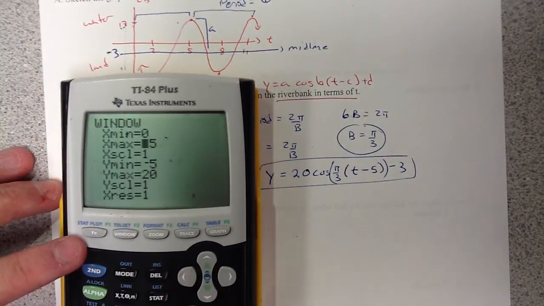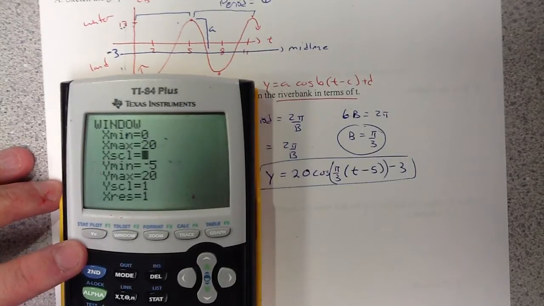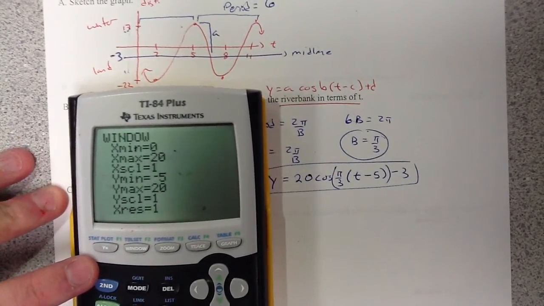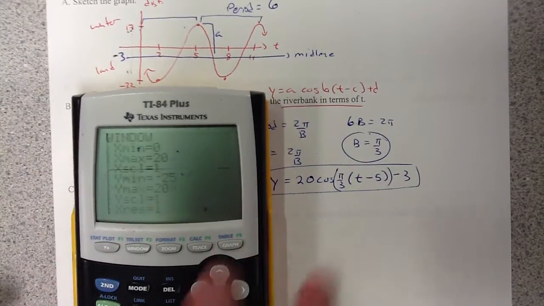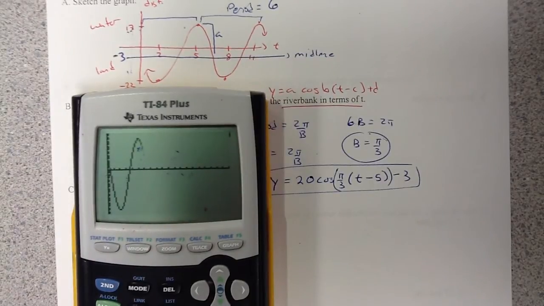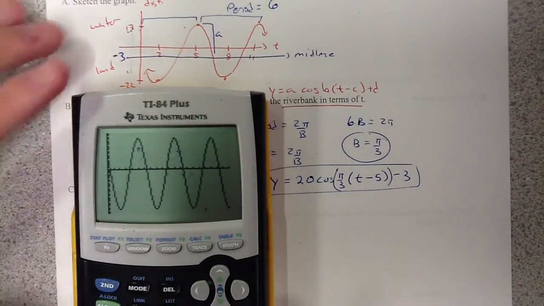So I might even go out further, make it 20. And my height, it goes from negative 23 to 17. So I might go from negative 25 to 20, just to see the graph all together. And there it is. There's Tarzan. Up, down, up, down, up, down, up. There we go.